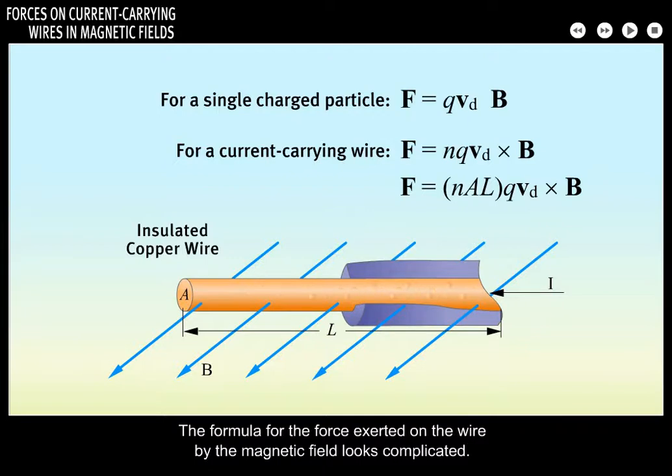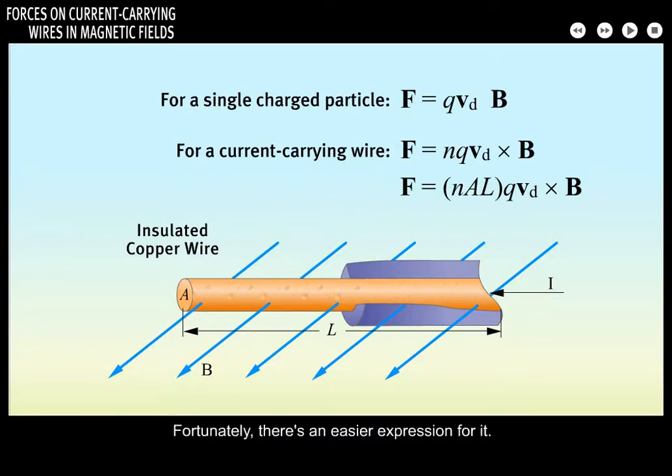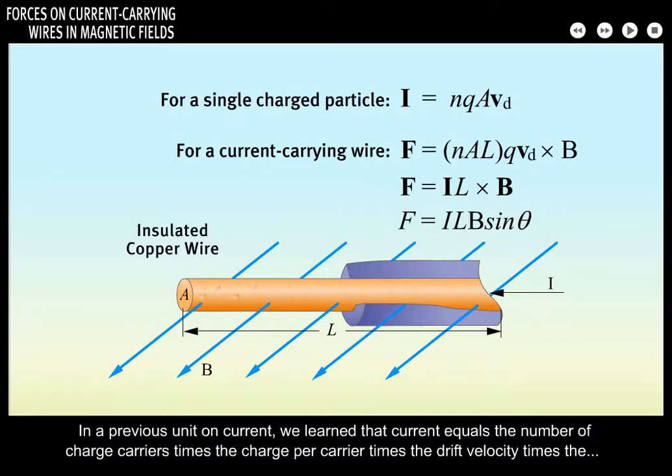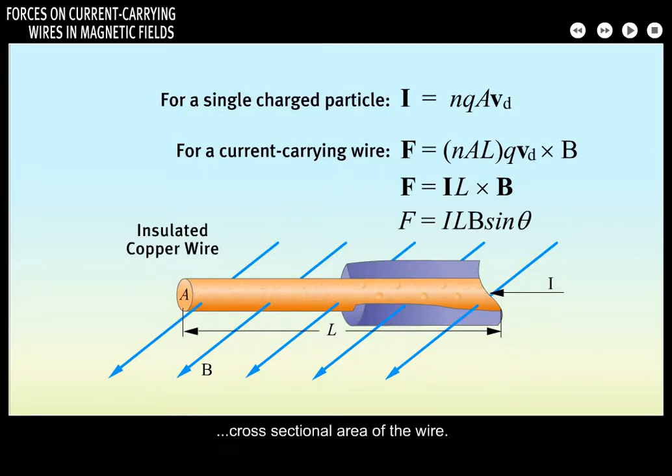The formula for the force exerted on the wire by the magnetic field looks complicated. Fortunately, there's an easier expression for it. In a previous unit on current, we learned that current equals the number of charge carriers times the charge per carrier times the drift velocity times the cross-sectional area of the wire. Substituting in this equality here gives us the simpler expression.